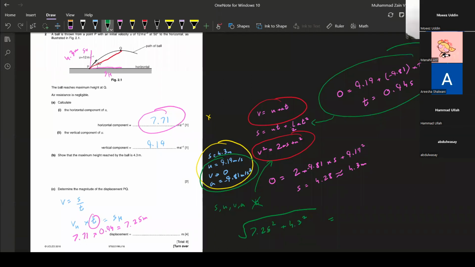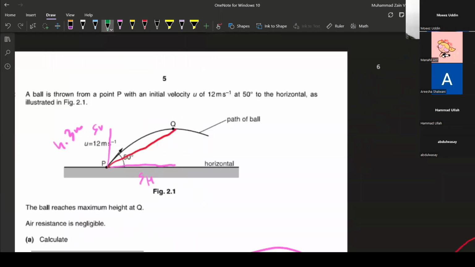Why did I use Pythagoras theorem? Because I needed to find PQ. I needed to find this PQ, and what I knew was SH and SV. I knew these things. This was 7.25 and this other was 4.33.